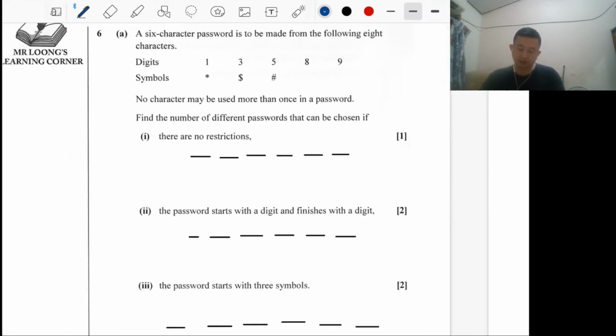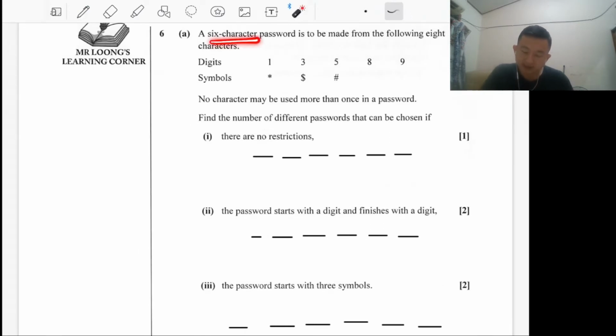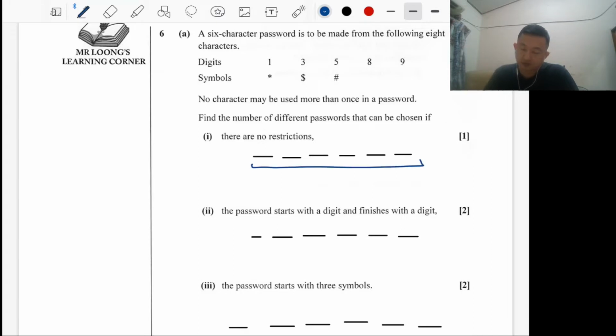Okay, let's do this first. A 6-character password. We need 6 characters out of 8, because we have 5 digits and 3 symbols. You have 8 characters and you need 6 of them. Find the number of passwords with no restrictions. So I have 8 characters and I'm going to pick just 6, 8P6. So you should have 20160, right?